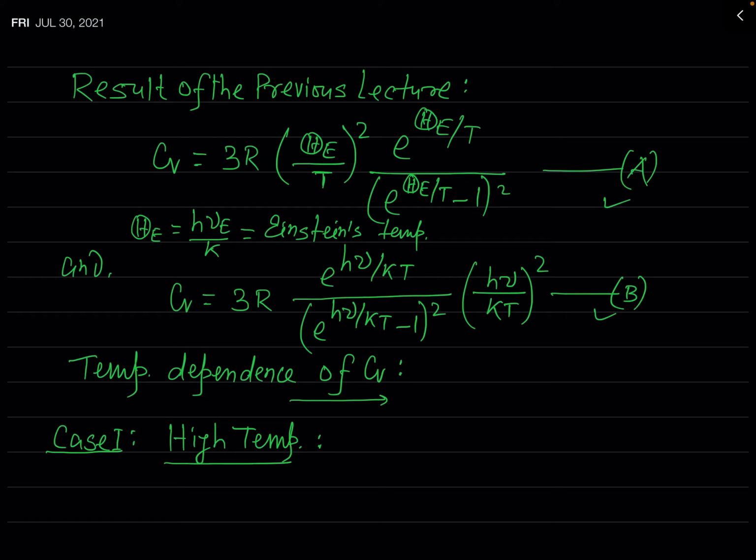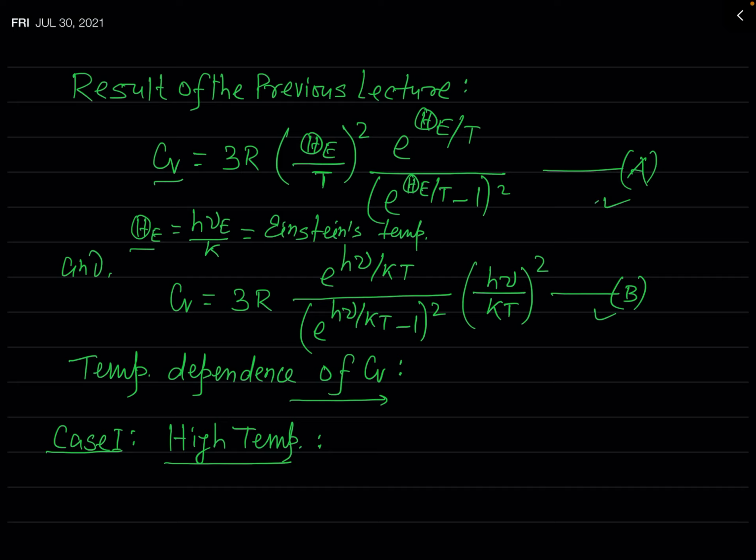You can see equation A says that Cv is equal to 3R times (theta E over T) whole square times e raised to the power theta E over T, divided by (e raised to the power theta E over T minus 1) whole square. You have seen in the previous lecture that this theta E is equal to h nu E by k, which is called Einstein's temperature. Here nu E is a characteristic frequency of a solid, and this particular frequency is known as Einstein's frequency.